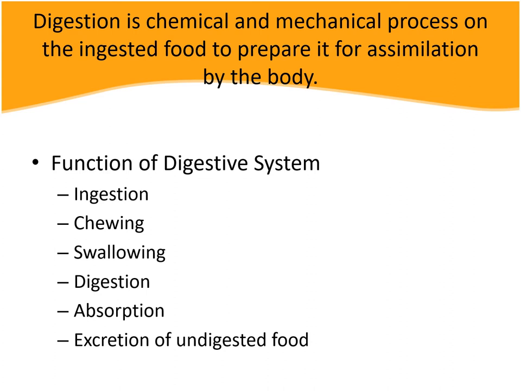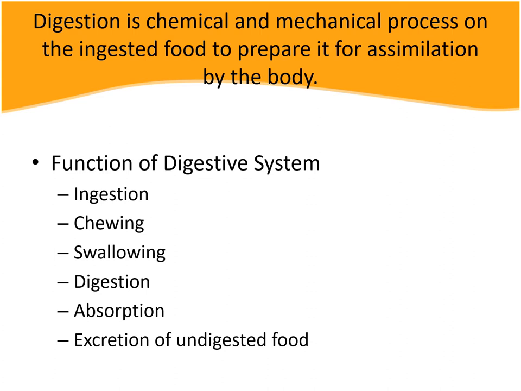And this process of breaking down the food is done in two ways. It's a chemical process and a mechanical process, or a chemical and physical process. Once the process is completed, our body absorbs that food and it is utilized for the process of energy production. So digestion is one important function of the digestive system.